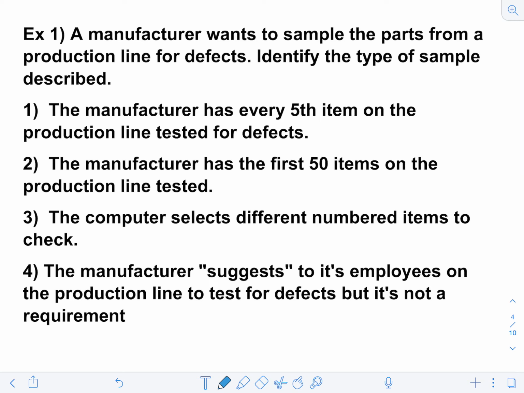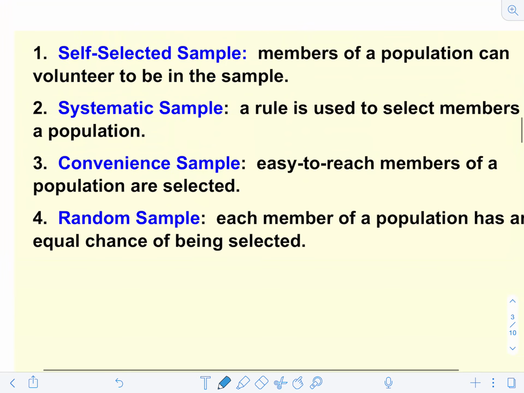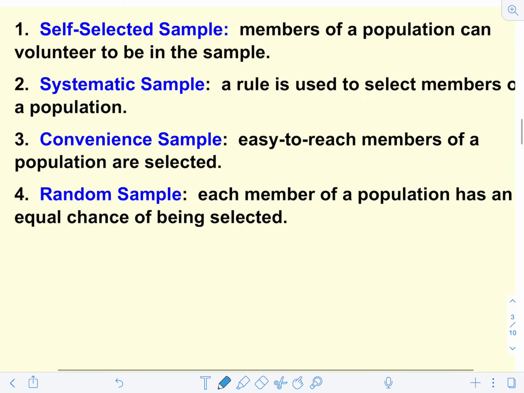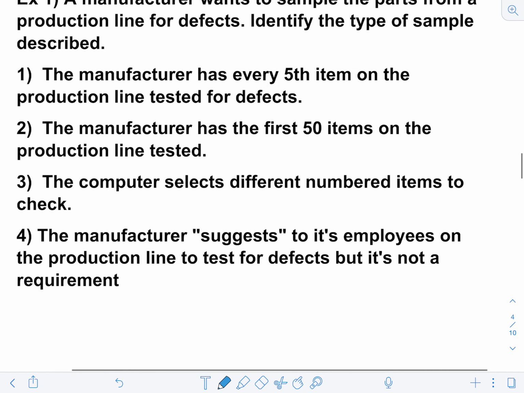Well, every 5th item means that we have a rule that we're going by. So if we go back and look at our different types of samples, when we use a rule, that's called systematic. This is systematic.